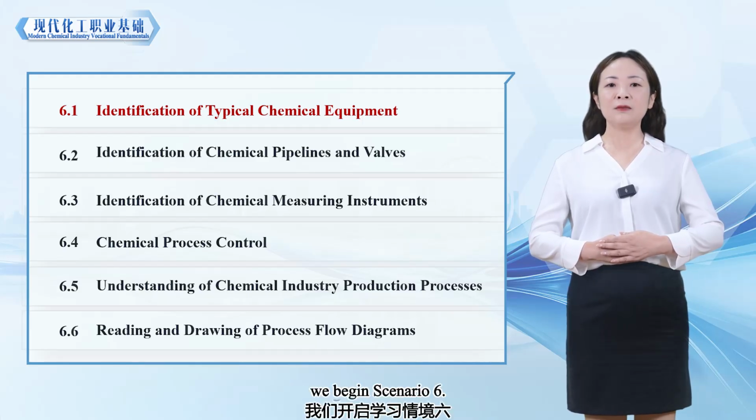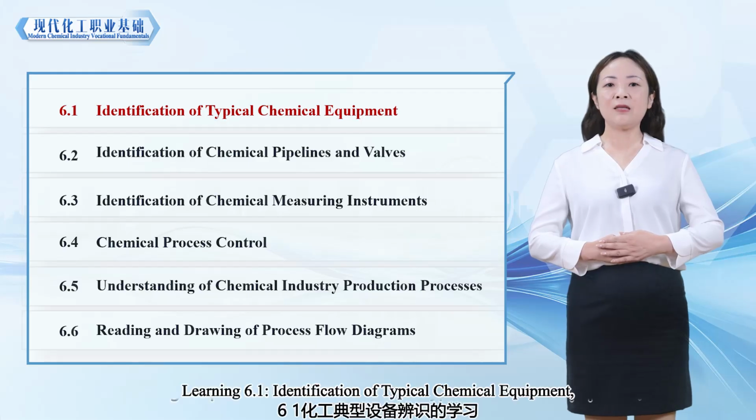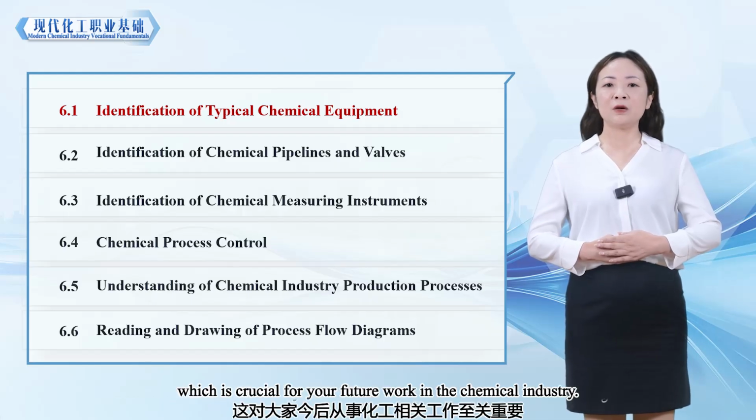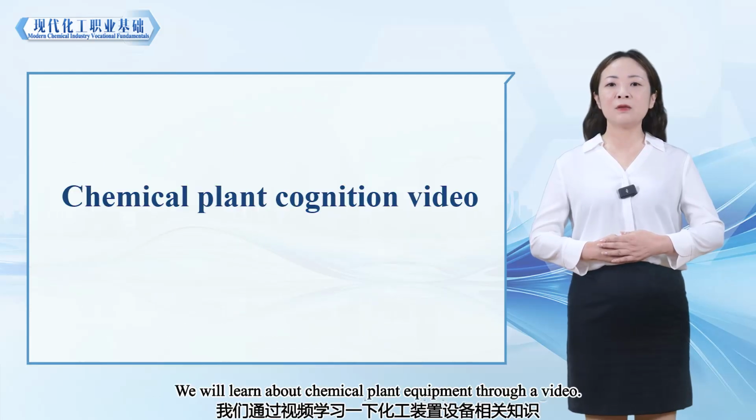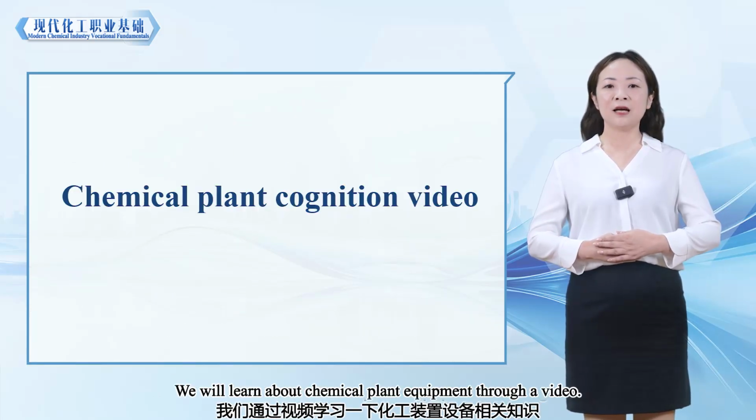Today, we begin Scenario 6, Learning 6.1, Identification of typical chemical equipment, which is crucial for your future work in the chemical industry. We will learn about chemical plant equipment through a video.